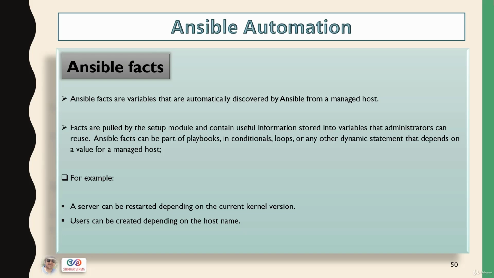A server can be restarted depending on the current kernel version. Suppose in your environment there are 50 servers, and your requirement is, I want to reboot a server whose kernel version is XYZ. I'm just taking an example. So in that case, you can use Ansible facts. With the help of Ansible facts, you can find out the kernel version from all your managed hosts, and with that output, you can tally and reboot the required server.